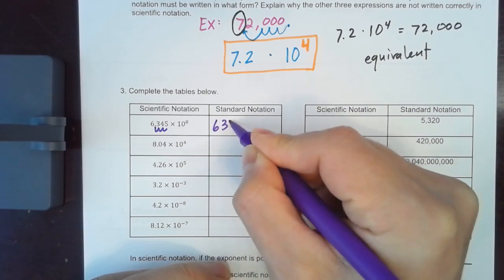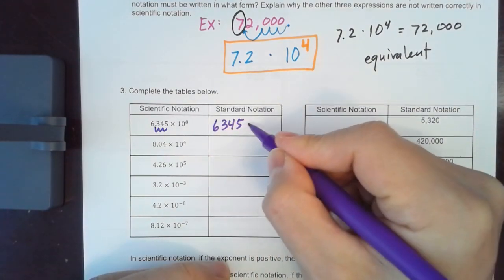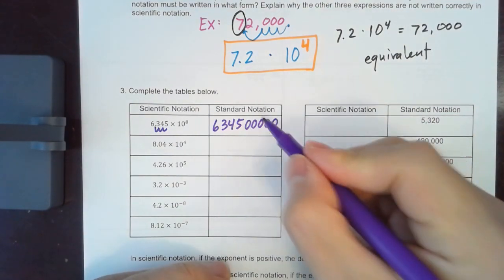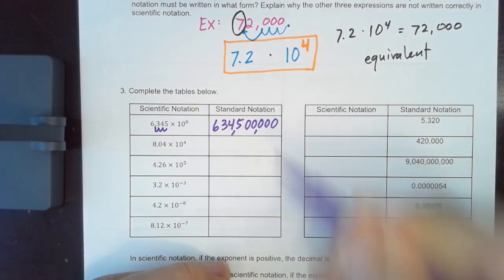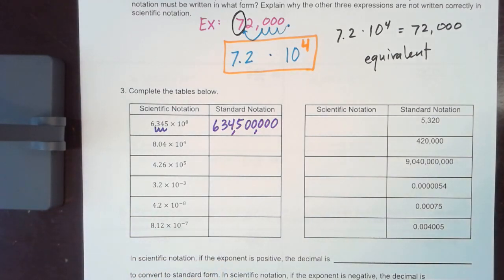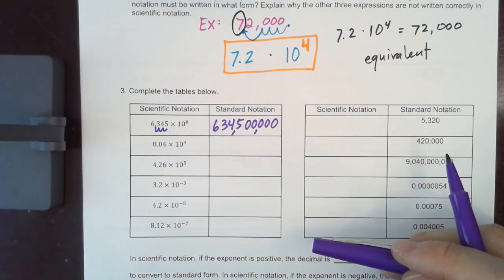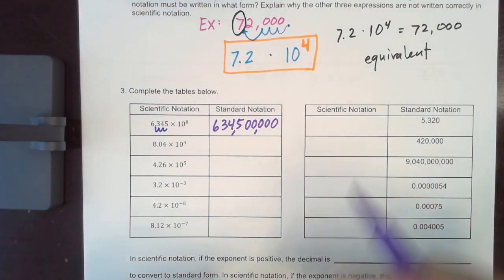So this is 6, 3, 4, 5, and then 1, 2, 3, 4, 5 zeros. That's a big number, right? That's really the point of scientific notation. When we take really, really large numbers and we're able to reduce them to a smaller looking phrase, if you want to call it that, right?